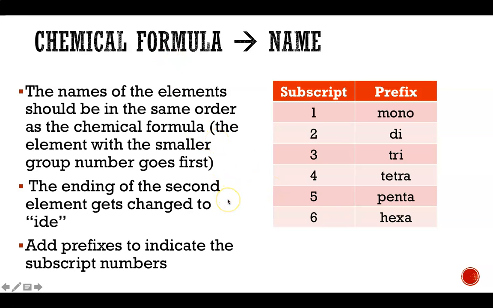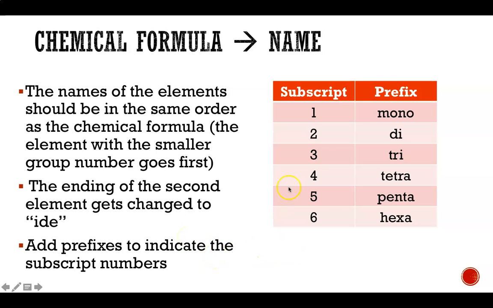The second rule is that the ending of the second element gets changed to "ide." So this is the same as ionic compounds. We're used to this. We always are going to change the ending of the second element to "ide." And then the biggest difference, and what you've probably noticed or hopefully noticed so far, is that we're adding these weird prefixes to indicate the subscript numbers.